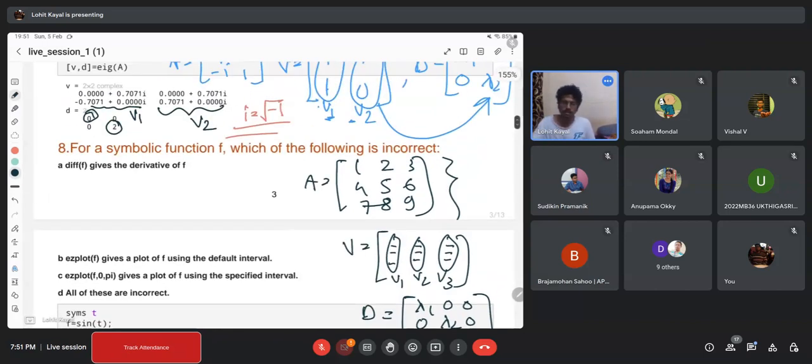This is going to be very useful for you, because in the course you will always have to deal with eigenvectors and eigenvalues. Just be habituated with it. Let me take one second.